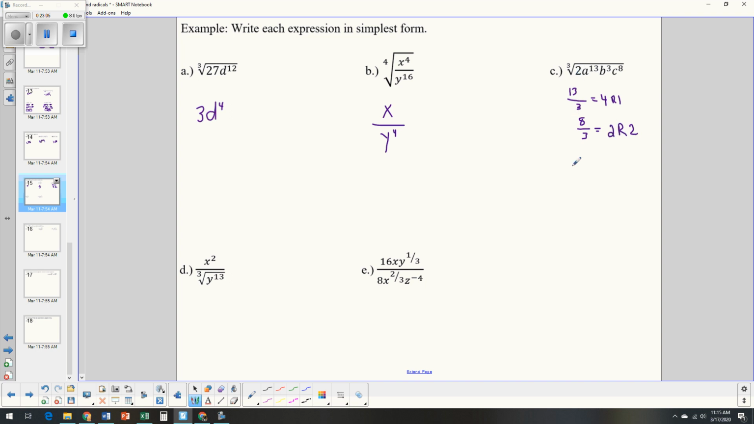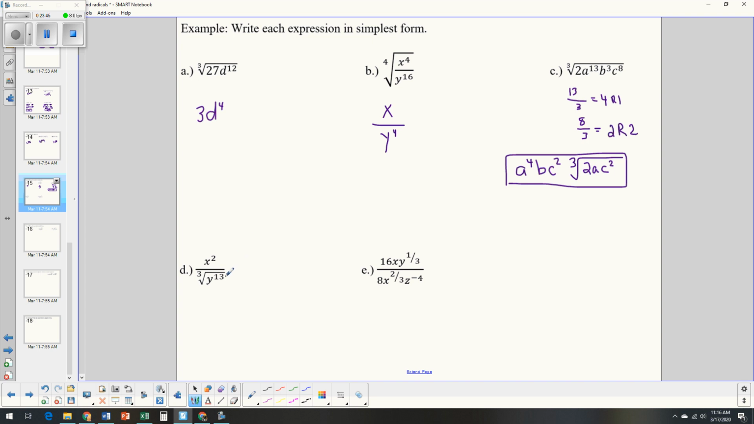We knew that left inside was the 2, a remainder of 1 on the a, so we have an a there, and the b came out totally, and the c had a remainder of 2, so that's inside. We know we were able to take out a to the 4th. We were able to take out 3 over 3 is 1, b to the 1st, and we were able to take out c squared. So this would be my final simplified answer. Right? I know it's complicated.